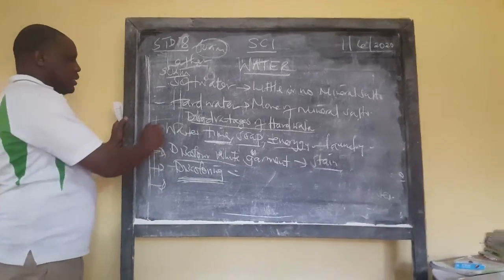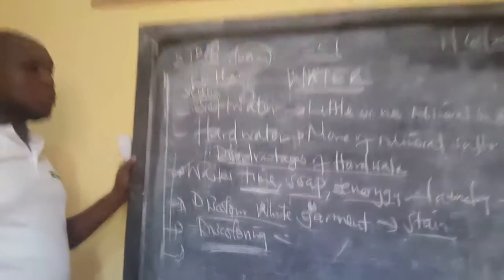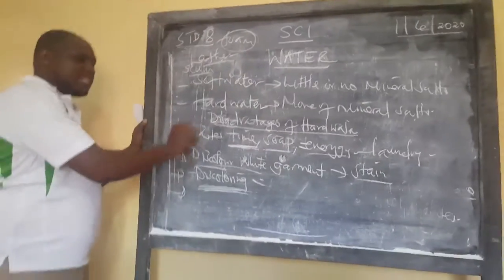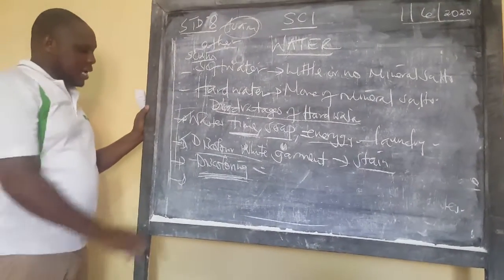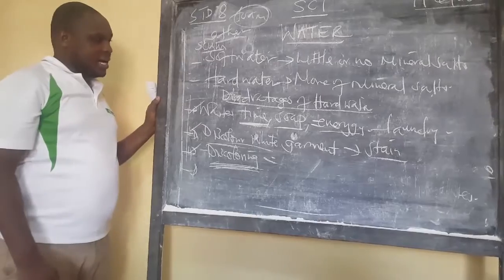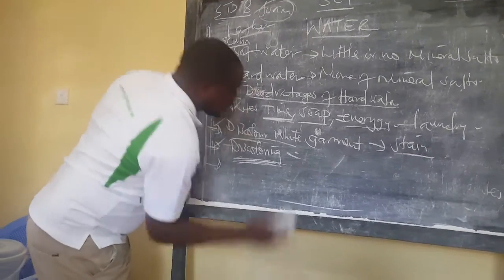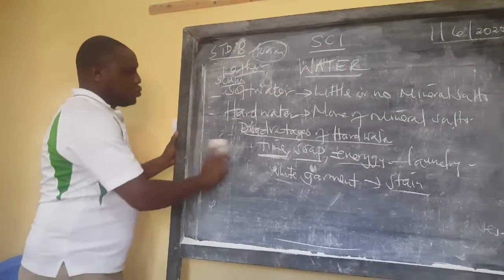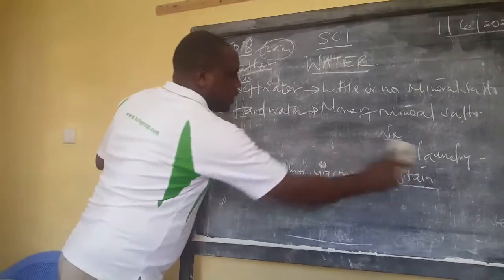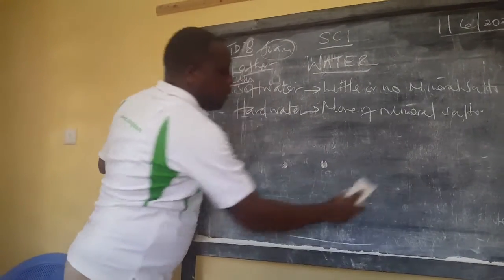The disadvantages: it's wasteful, both in time, soap, and energy. It discolors or stains white garments, and also discolors teeth. But we have said it's useful in two ways. That is, it is used in brewing, and also is good for drinking.